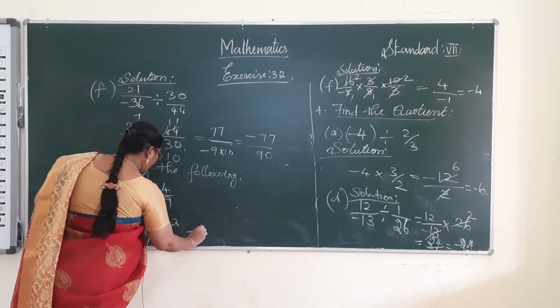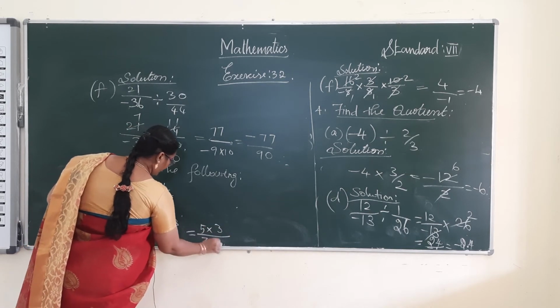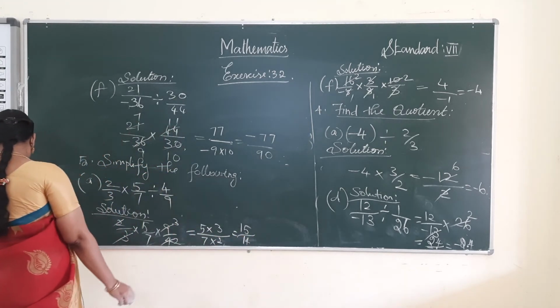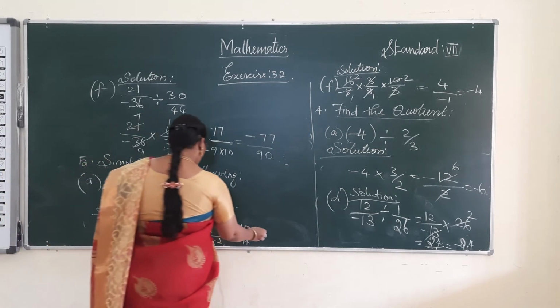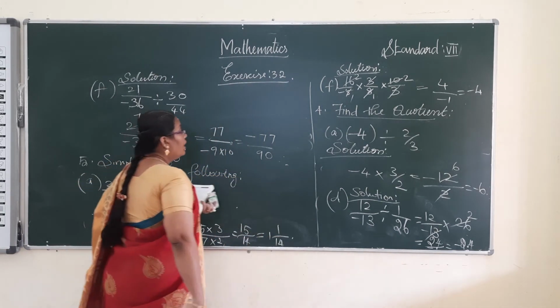Now multiply the numerators, 5 into 3, divided by... so 15/14. It can be written as the mixed fraction 1 1/14. Okay, that's all.